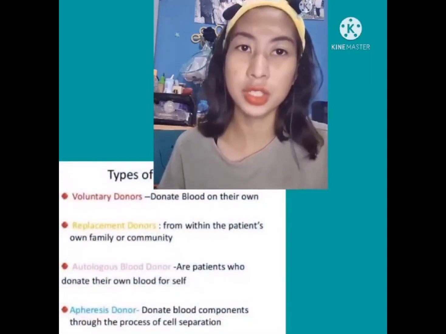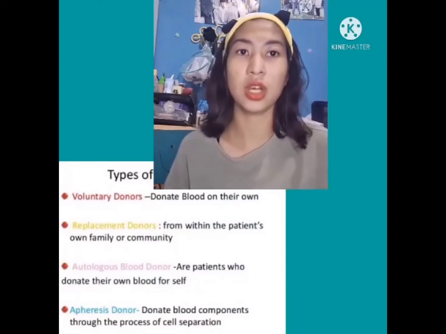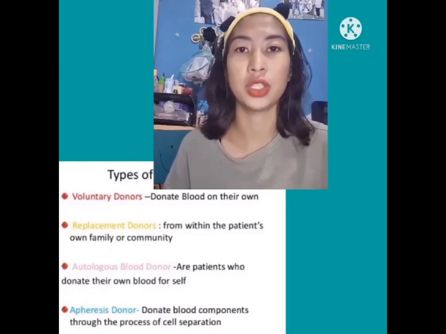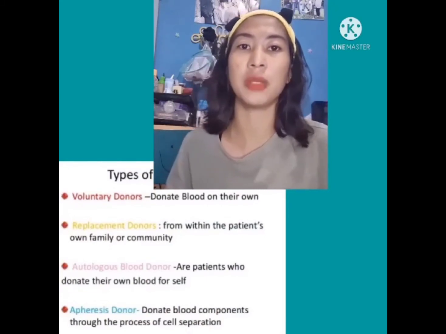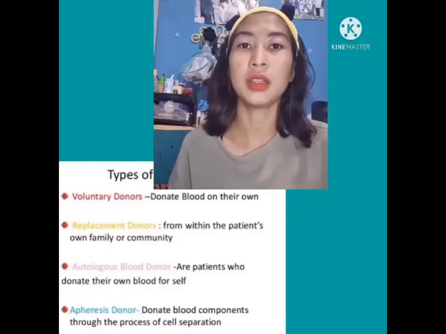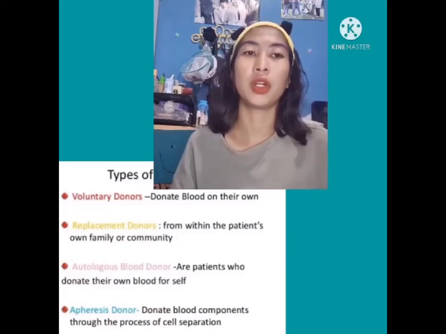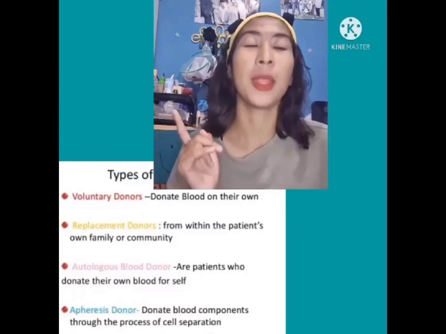There are 4 types of blood donors: voluntary donors, replacement donors, autologous blood donors, and apheresis donors. Voluntary donors donate blood on their own. Replacement donors come from within the patient's own family or community. The rest you can see in the presentation.